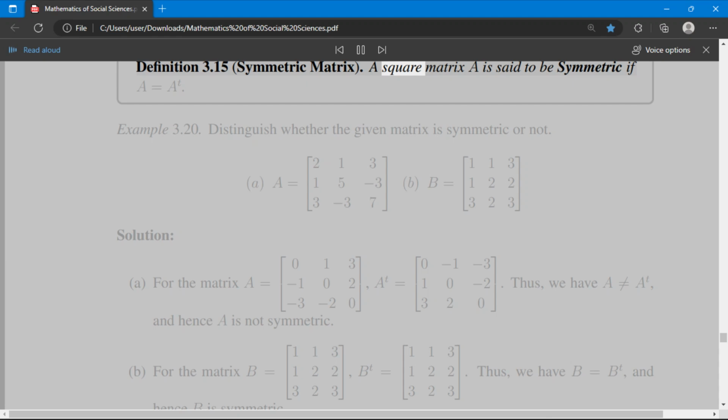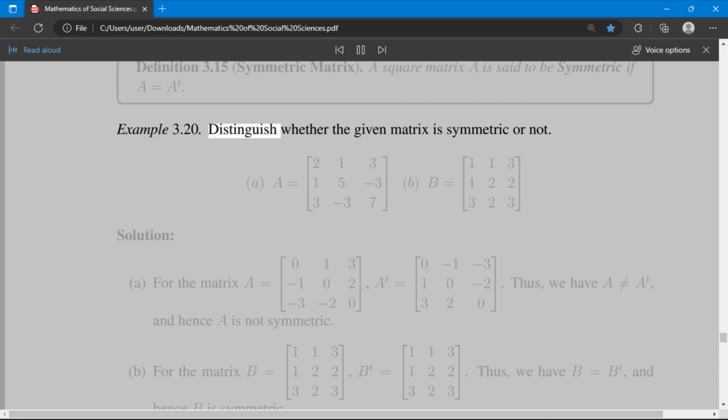Definition 3.15. Symmetric matrix. A square matrix A is said to be symmetric if A equals A^T. Example 3.20. Distinguish whether the given matrix is symmetric or not. A equals 2 1 3 1 5 3 3 3 7. B equals 1 1 3 1 2 2 3 2 3.